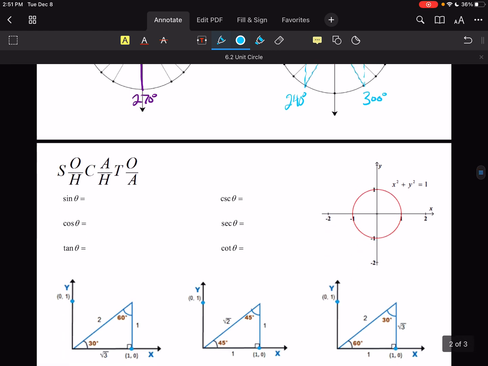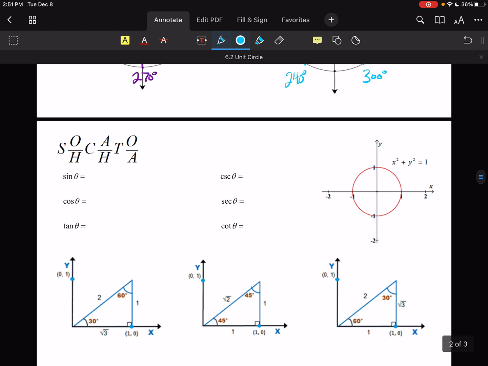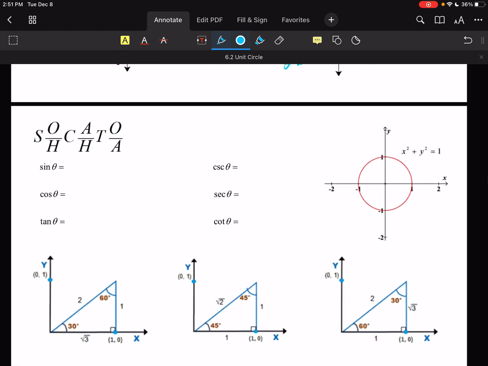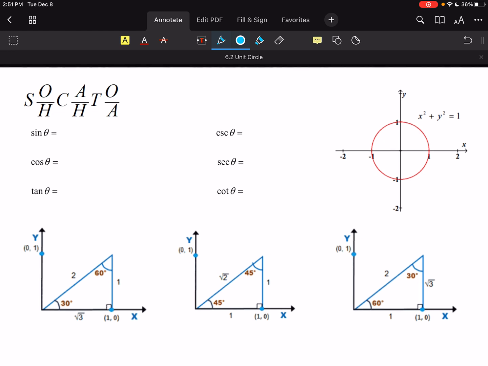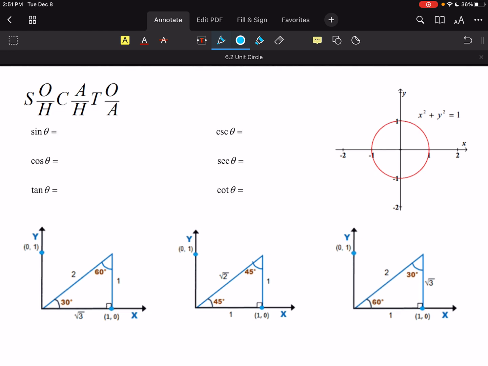So, before we actually get into labeling and writing out the entire unit circle, we need to discuss how we're going to find the x and y values, and those deal with the side lengths of my special triangles. So we have to go back and revisit sine, cosine, and tangent. And if you guys remember from geometry, there was that acronym SOHCAHTOA, right? So sine is your opposite side over your hypotenuse, cosine is the adjacent over the hypotenuse, and then tangent is the opposite over the adjacent.